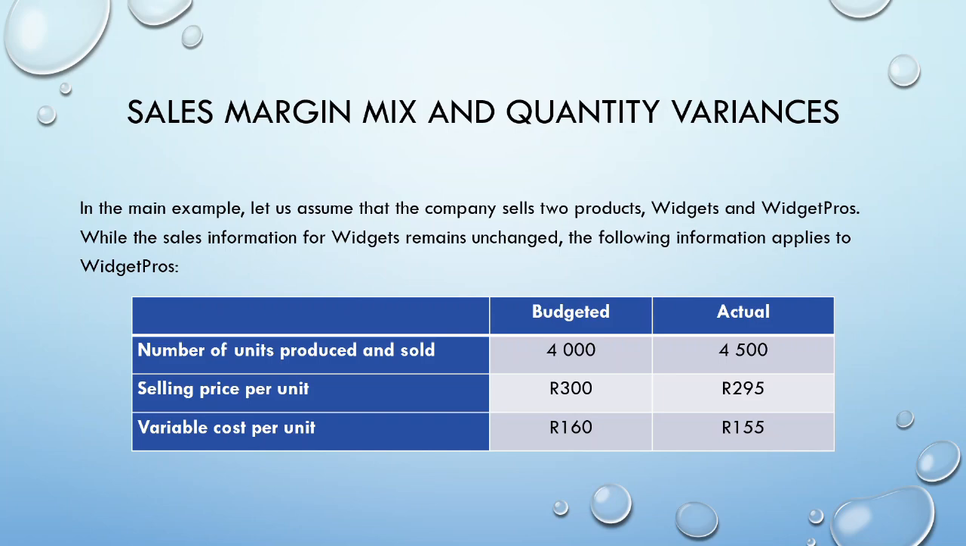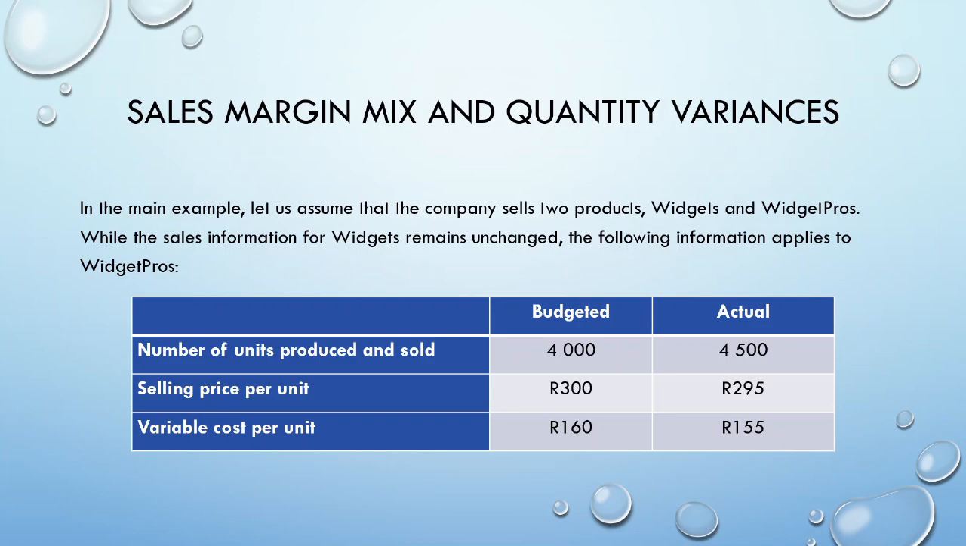In our initial example, we had only one product, being widgets. So we will have to once again extend our example to incorporate multiple products. In this extension, we are retaining the same information as our main example, but we will introduce a second product called widget pros. We are then given the budgeted and actual information for our widget pros.